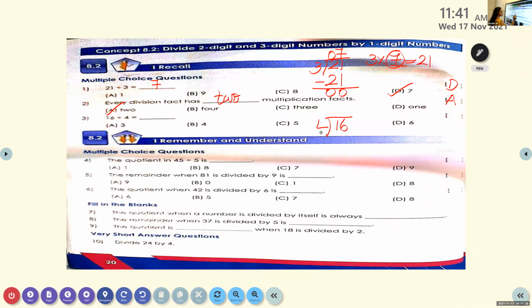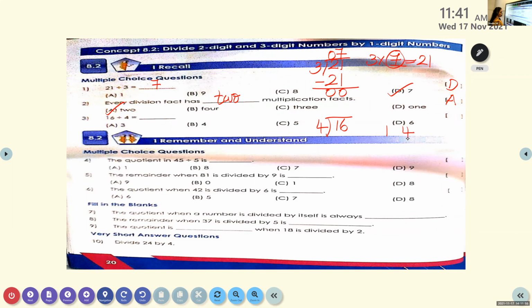Do the division. How will you divide? We have to write 16 in a column. Then we have to compare 4 and 1, the dividend and the divisor. Which is bigger? 4 is bigger.